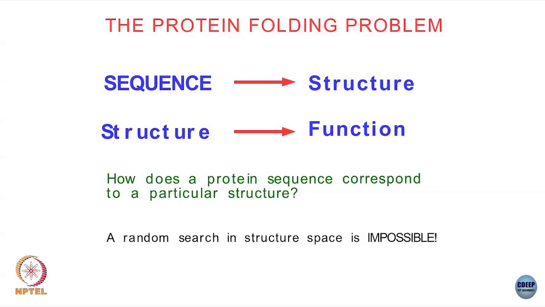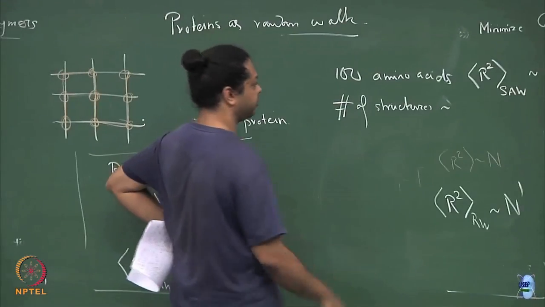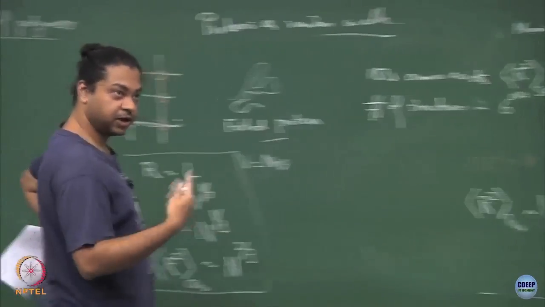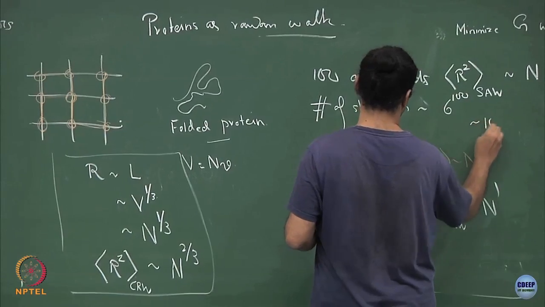And you might say that, well, I'll do a random search in whatever possible structures I can obtain, but a quick back of the envelope calculation will show you that a random search is going to be pretty well impossible. For example, let me work with this compact random walk model in 3 dimensions, and let's say I have a protein which has some 100 amino acids. The number of possible structures, given a compact random walk like this, would go roughly as 6^100. At each step, you have 6 possible links, and you have 100 such amino acids. So that would typically be the number of structures, which is roughly 10^77.